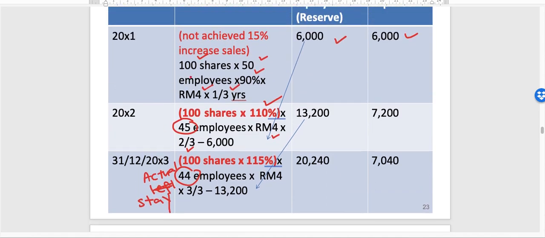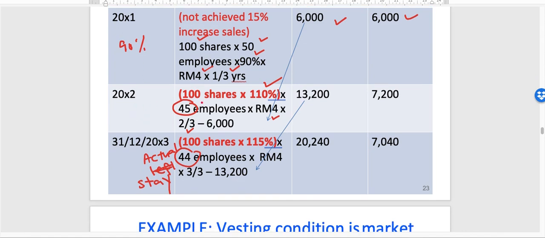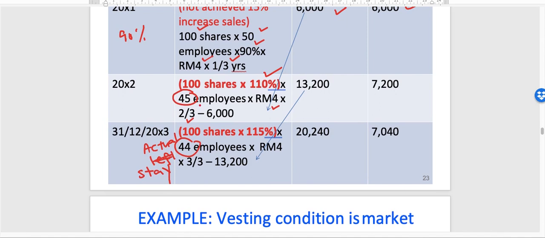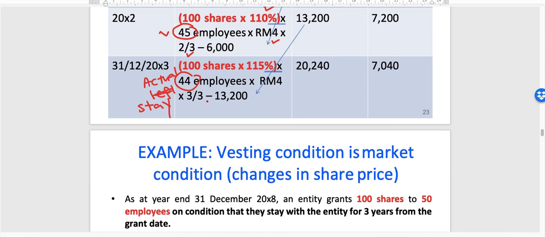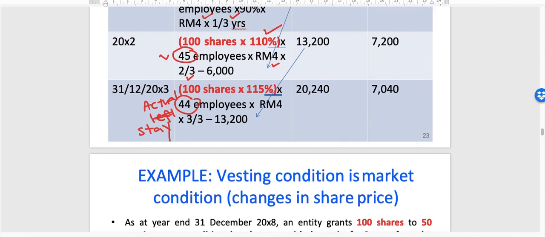The first year we take the estimation, which is 90%. Even though the question gave you the first year 3 left, we will take the estimation. Second year, the estimated number of employees given is 45 employees. So we just take the 45 employees. But the third year, the final vesting period, we will take the actual number of employees that still remain in the company. So that's why we take 44.